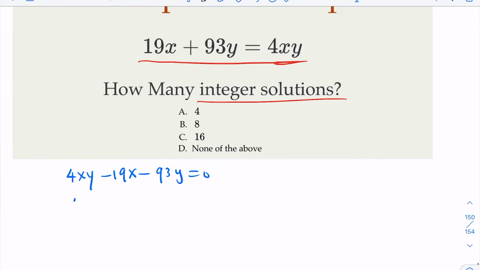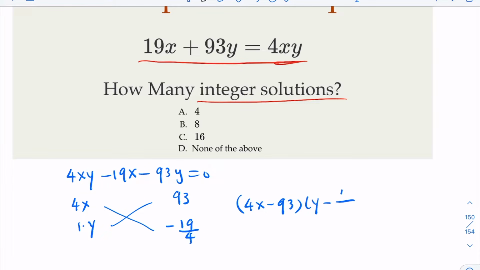Let's try to split it here. This has to be 19 over 4. This one would be 93. So the factors are 4x minus 93 and y minus 19 over 4. That's the constant that you have to add on both sides. That is 93 times 19.